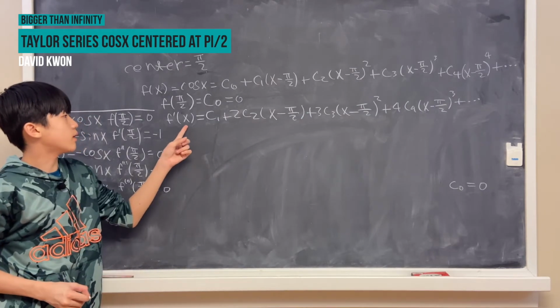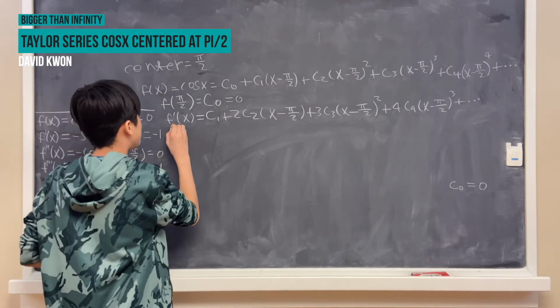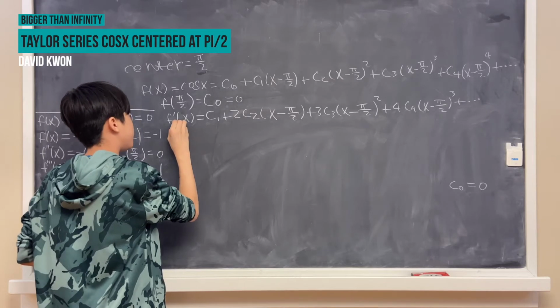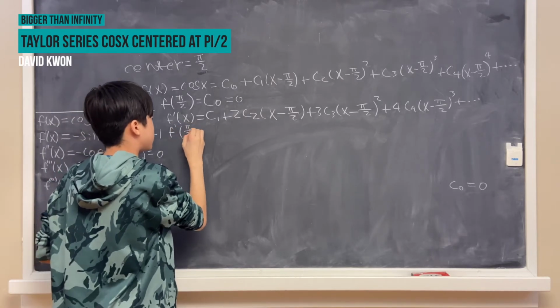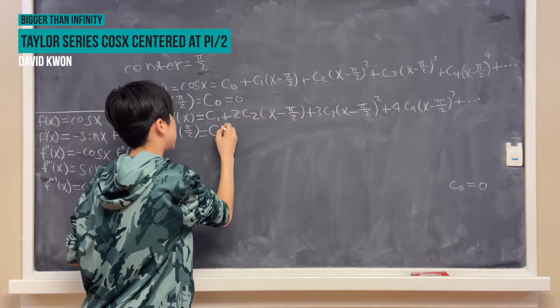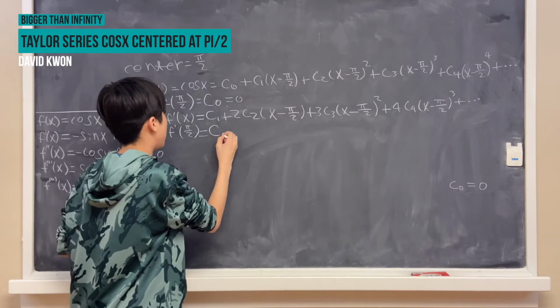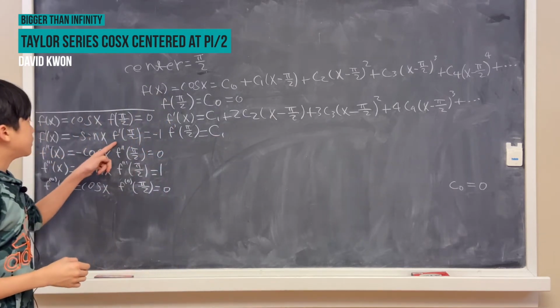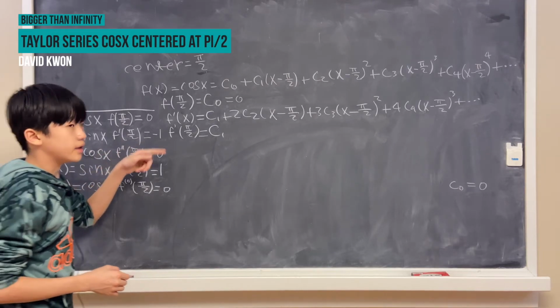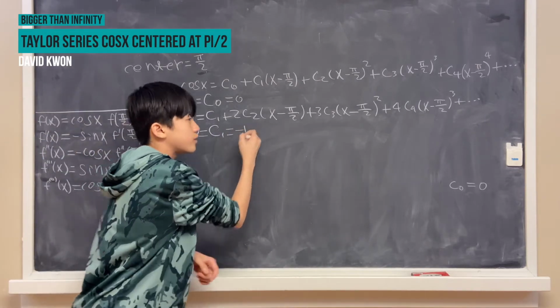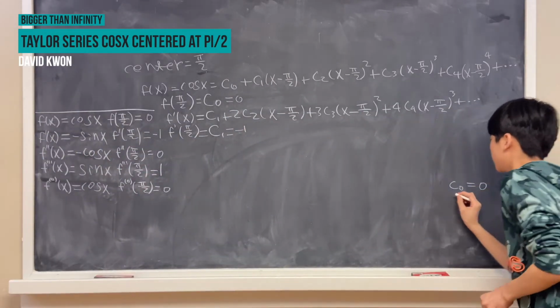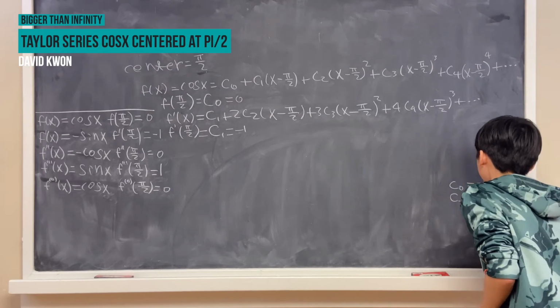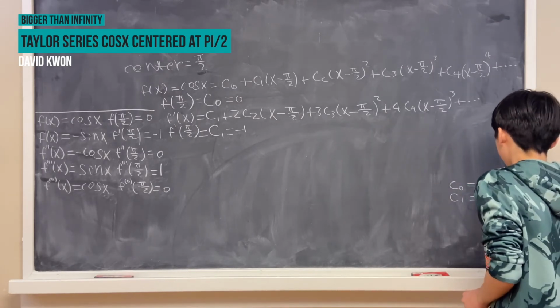Now we will set x equal to pi over 2. So we have f prime (pi over 2) equal to just c sub 1. Now here it says that f prime (pi over 2) is negative 1. So our value for c sub 1 is equal to negative 1.